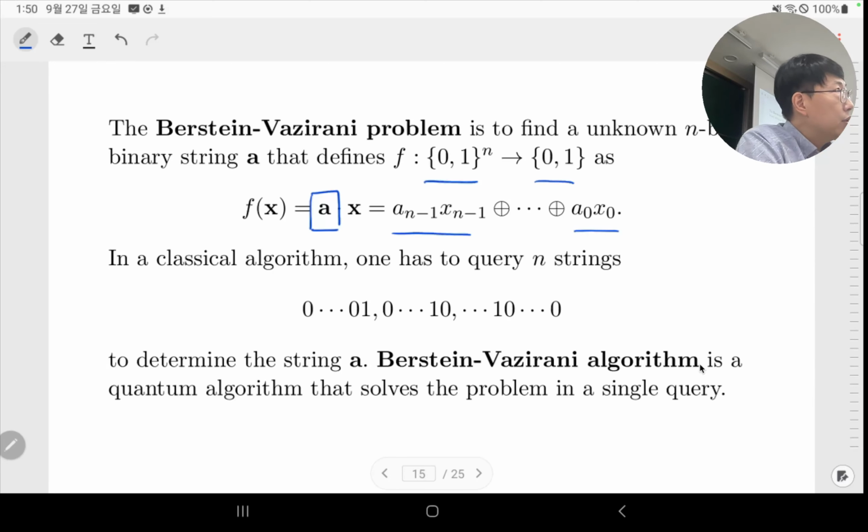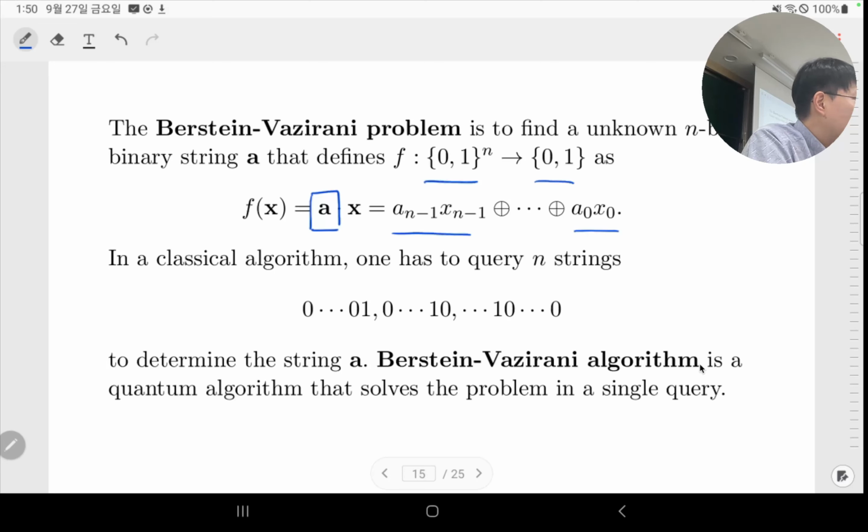Now, the question is, I want to figure out what A is. I really want to figure out fully what this function is. So I want to know what A is, then I get what the function is. How do you figure out what A is?